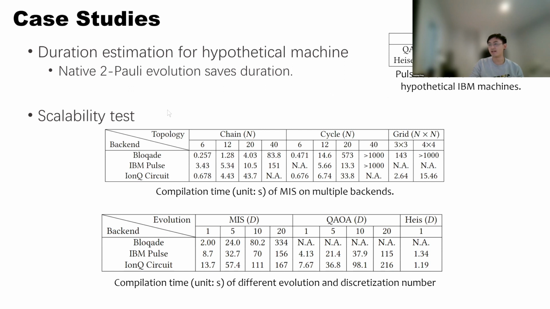Here is a scalability test we ran for the SimuQ compiler. You can see that most of the tasks can be solved in a reasonable amount of time, in several seconds or maybe several minutes. But for some hard cases, it's still very hard for the compiler to tackle. For example, for 40 qubits in a cycle for the MIS Hamiltonian, the topology of the IBM machine is quite complicated, and it takes a lot of time to find the correspondence between sites.